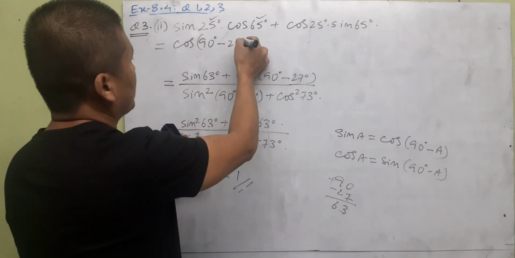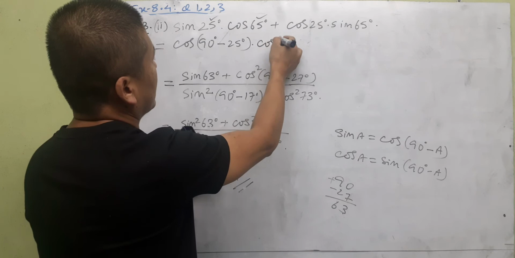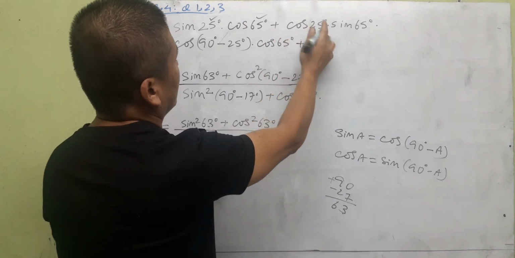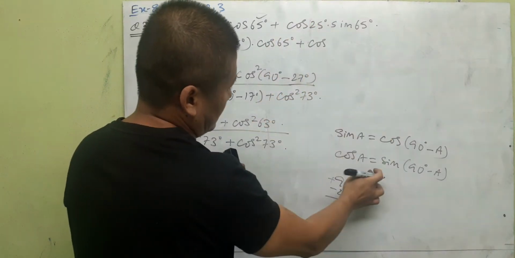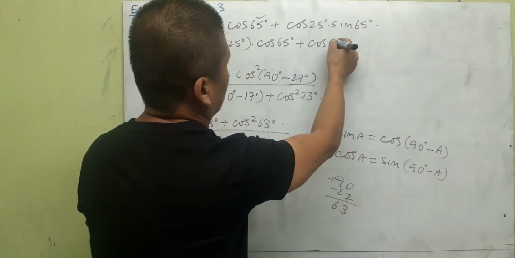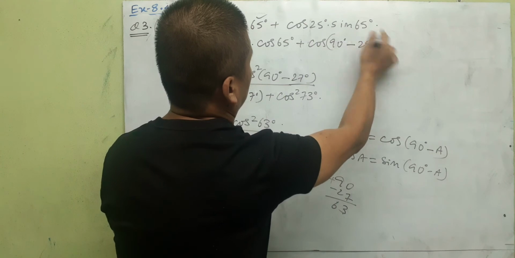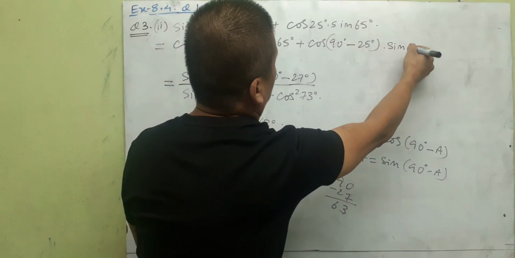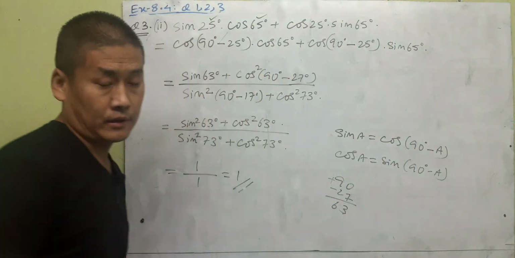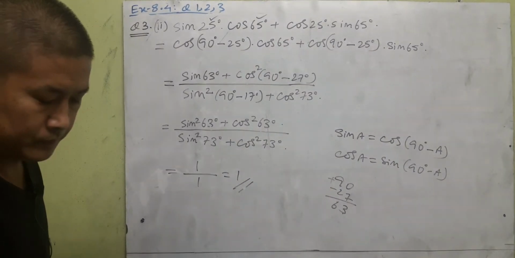Close bracket. Don't forget to put the degrees into this one. We decided not to change, then cos 65 we will not touch. And cos A is sine 90 minus A, where 90 degree minus A is 25. Therefore, into this one we decided not to touch. So we keep it like that. Okay. Then next step.